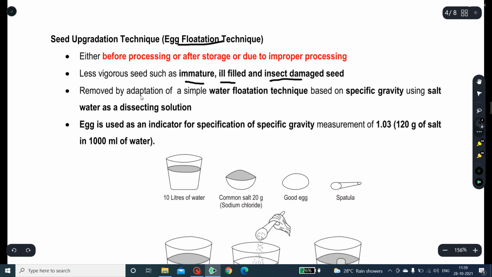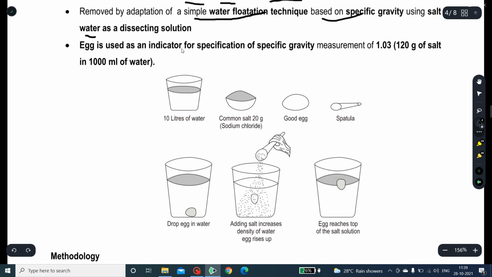They are removed by adopting a simple water flotation technique based on specific gravity, using salt water as the separating solution. Here an egg is used as an indicator of specific gravity, for which 1.03 is the specific gravity. For that we have to mix 120 gram of salt in 1000 ml, that is 1 liter of water. Here we have taken 10 liters of water and common salt of 20 gram and a good egg, spatula and a bucket.